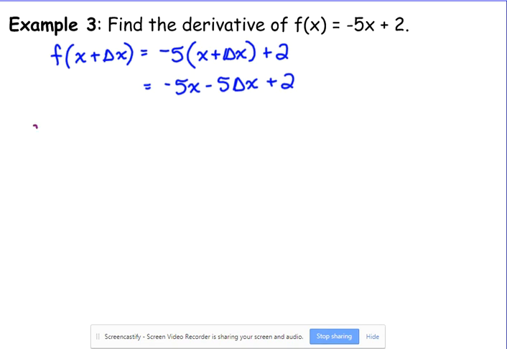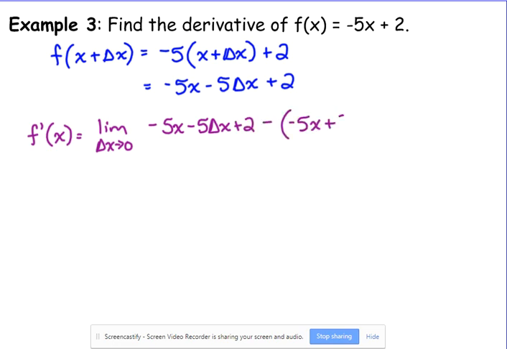Okay, so let's do this. F prime of x equals the limit as delta x approaches 0. Now I'm not going to write just the general form this time. I'm just going to jump into plugging in my pieces. So here is f of x plus delta x. That's what we just found. Minus. Here's why we need the parentheses. When there's more than one term, you've got to apply that negative to both the negative 5x and the 2. And that's all over delta x.